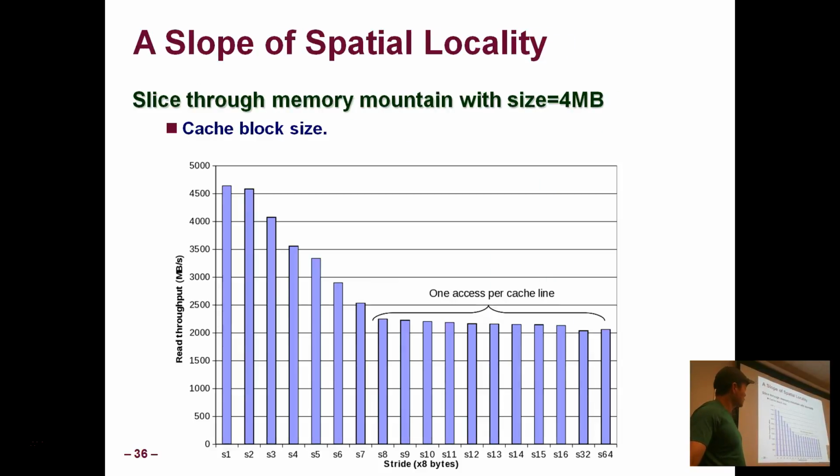All right, so the other one is slopes of spatial locality. As you increase the stride length, you'll see this linear drop-off in hit rate, because now only every nth one is being used. And then eventually this will plateau at 1 access per line. It won't get any worse than 1 access per line.